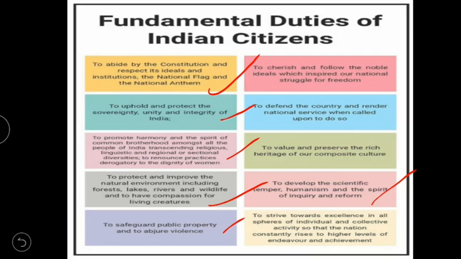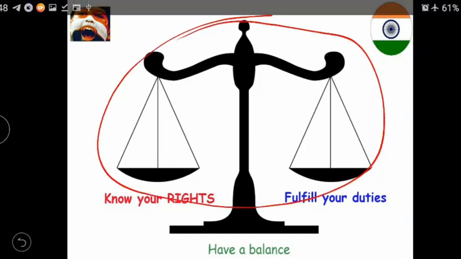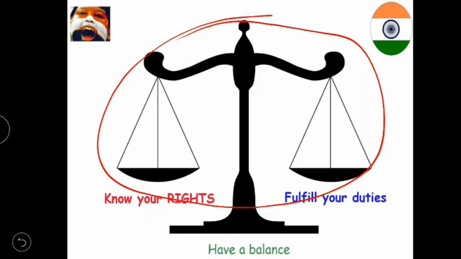So these are the total 11 fundamental duties. Understand? Now, as we know by looking at this picture: know your rights, fulfill your duties. Then we will have a balance. So for the balancing, it is important to know your rights and fulfill your duties. Understood? Then only it will be in equilibrium. Everything will be on the same track, whatever was the desire and goals of the freedom fighters. Understood?